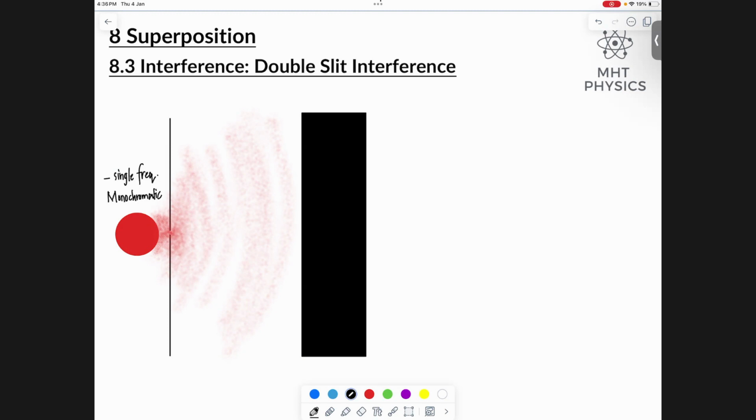Can you predict what you would see on the screen? What would you see on the screen? And where would the light be, if there's any light at all, or would the light have some kind of variation? What would you see? You will see a dark portion, as we go on. Dark portion or bright portion? Bright.